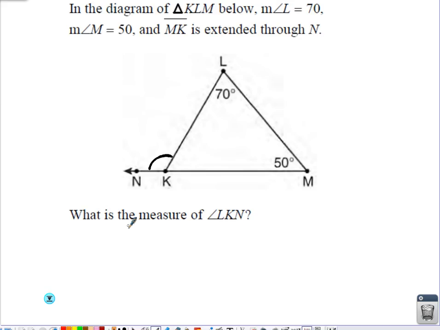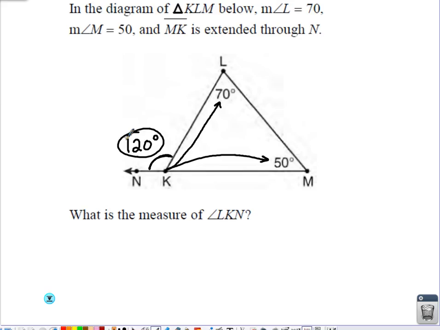Carly, is that an interior or an exterior angle? Exterior. Do you remember what's the relationship between exterior angles and the interior angles? This LKN will equal, how do I find it? The sum of the two remote interior angles. So Carly, can you tell me how big this will be? These are your two remote interior angles. That one and that one. If you add them together, you get 120. Any exterior angle is equal to the sum of the two remote interior angles.